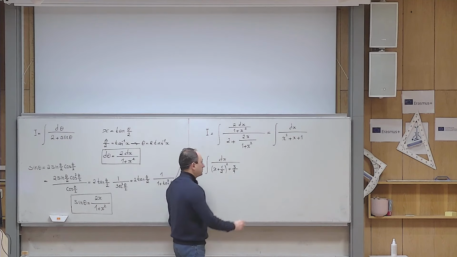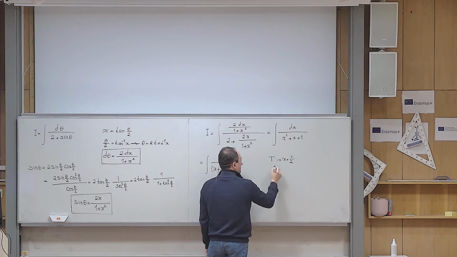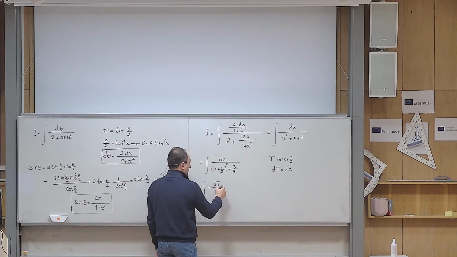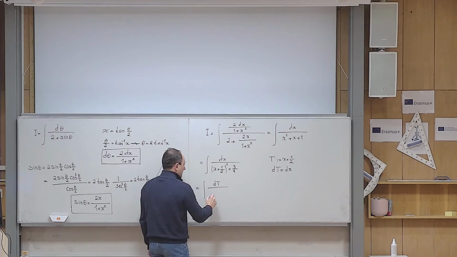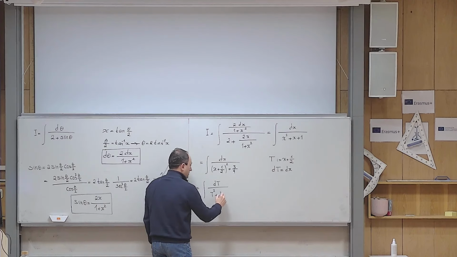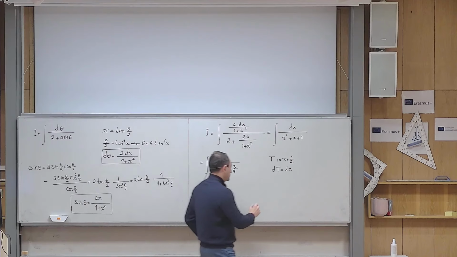And then I can introduce a new variable. Let us say that, for example, capital T is introduced to be x plus 1/2. Then, of course, d capital T is just simply dx. So this integral becomes equal to the integral, instead of dx, I just put dT. And then here, I can write it as T squared. And then instead of 3 over 4, I imagine this is the square root of 3 over 2 squared. But that's a very famous integral. So I write the formula here for you.